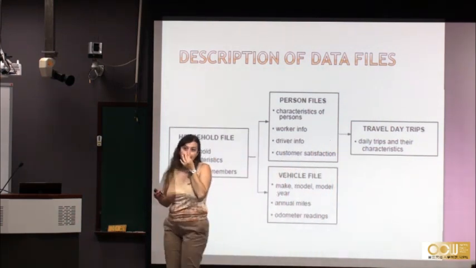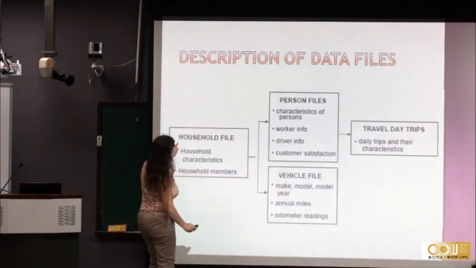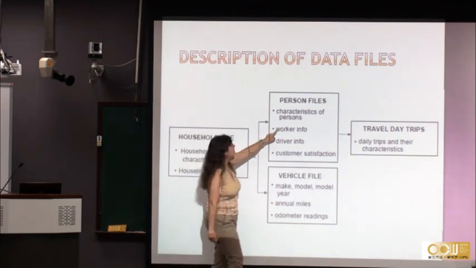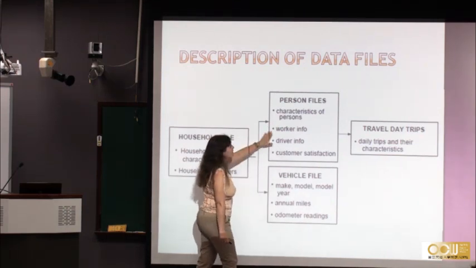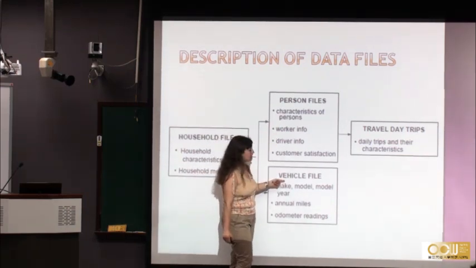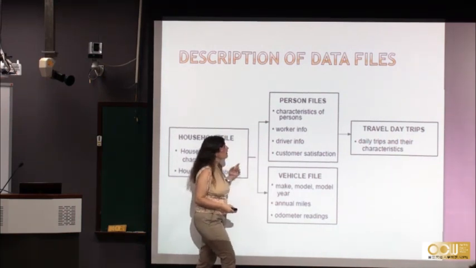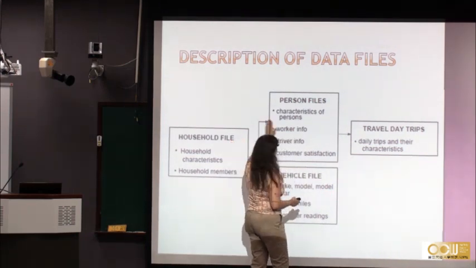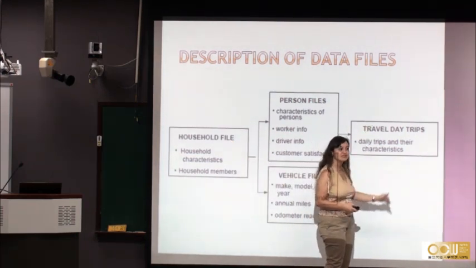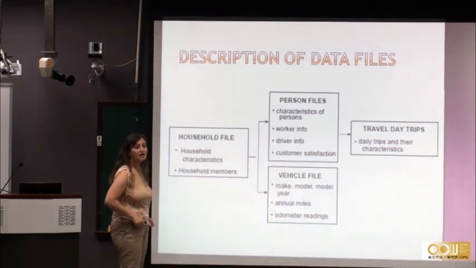So all this can be joined together because you have identification numbers. Here you have a household identification number. Here you have a household and the person identification number, right? So with the first number, you can join this and this file. Then the vehicle file contains the number of household and the number of vehicles. So you can connect this to this, and you can connect the trips because for each household and for each person, you have the list of trips. Right, so you can work and you can organize the data as you need.